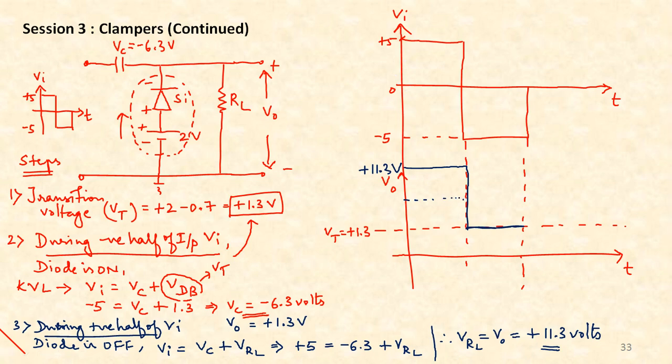If I draw the center level, what should be this voltage level, students? 6.3. 6.3, good. So 1.3 plus 5, right? It should be 6.3 volts. So this is how the output voltage of the clamped signal looks.